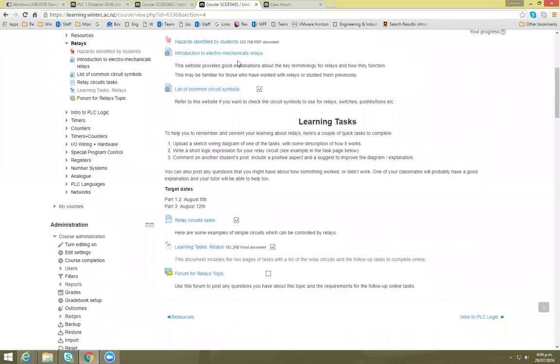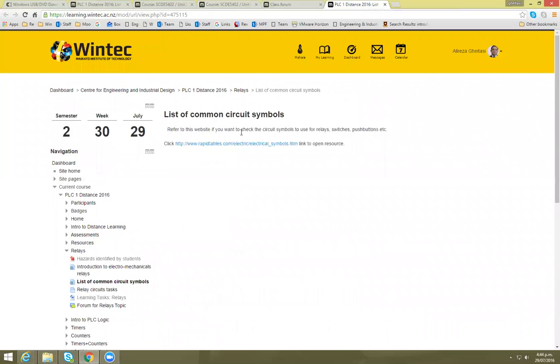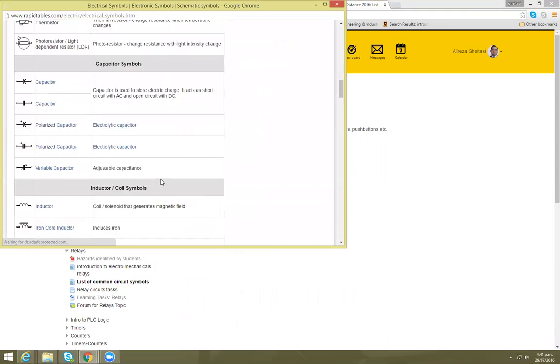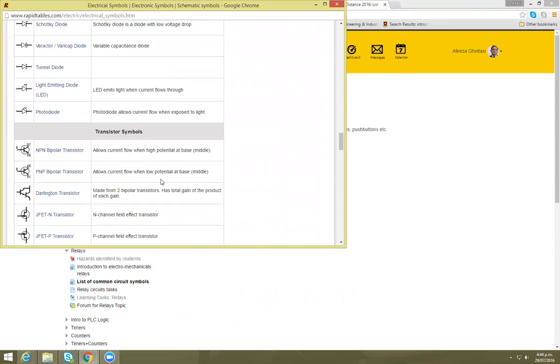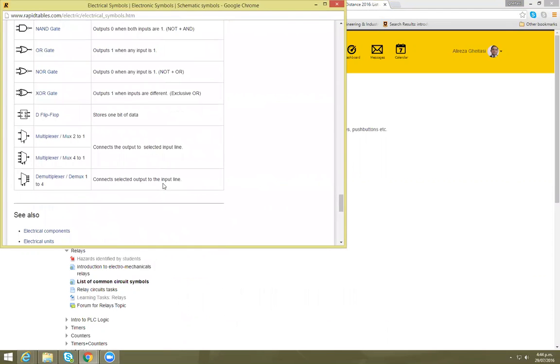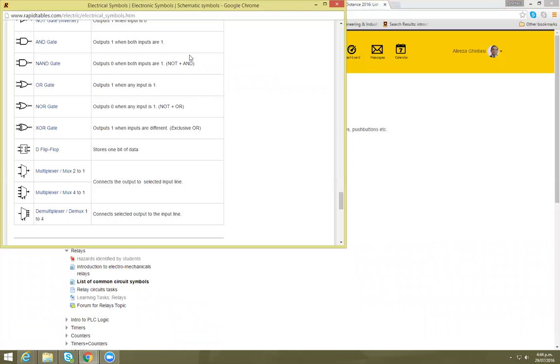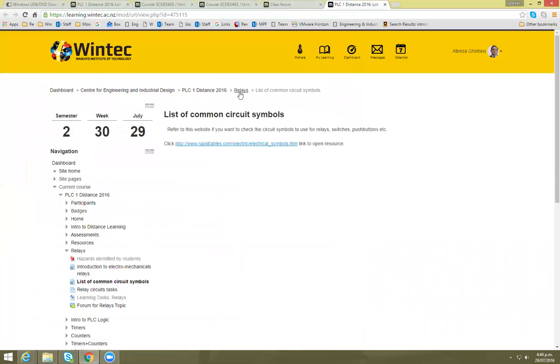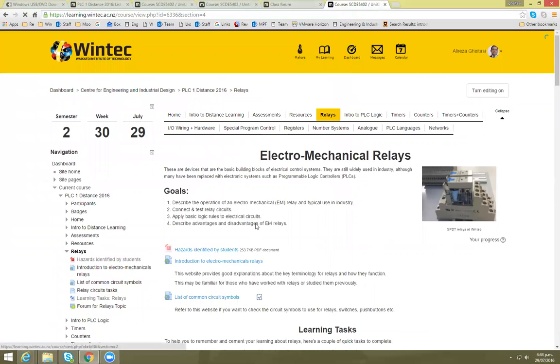The other thing is not only about relays, I would also like you to have a look at the list of common circuit symbols. If you have industry experience, especially if you are an electrician, you should have a clear idea about relays. Also, you should be familiar with the symbols anyway. If not, this is a time to learn and get some knowledge about electrotechnology symbols. So I would like you guys to also have a look at these symbols. If you have any questions, please come back to me.